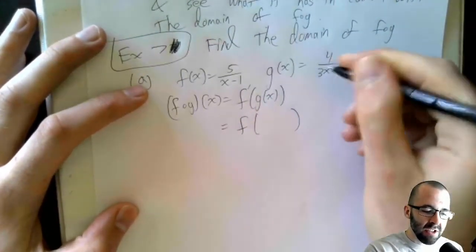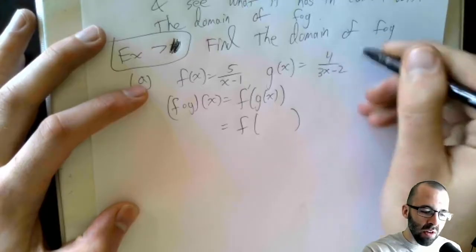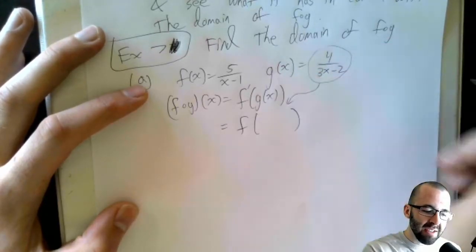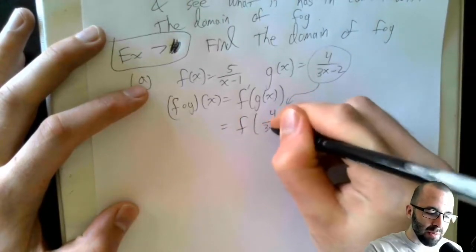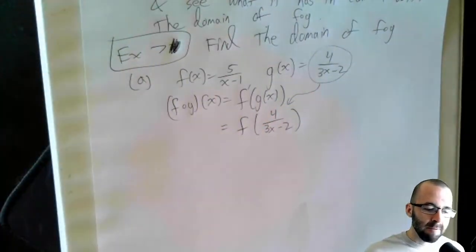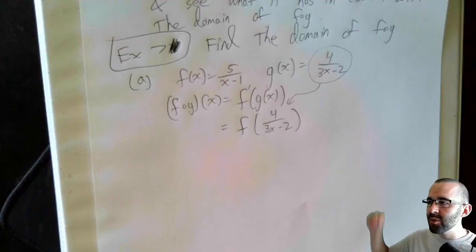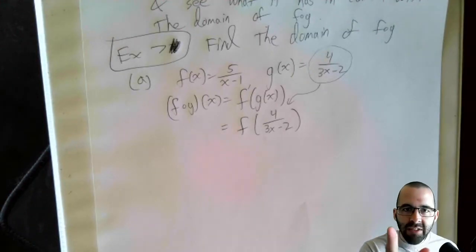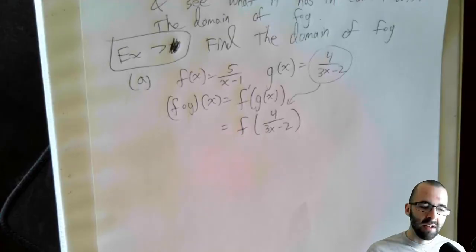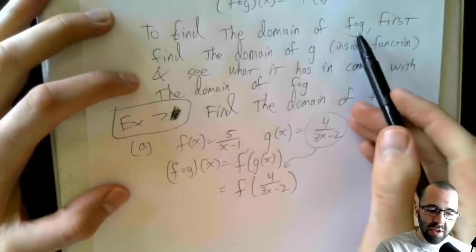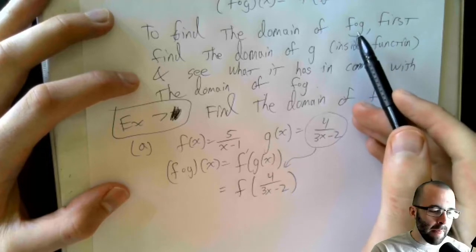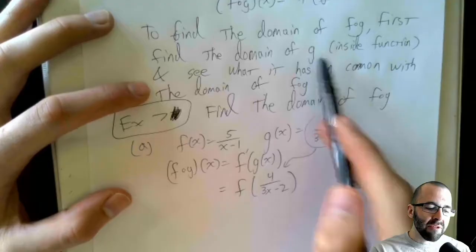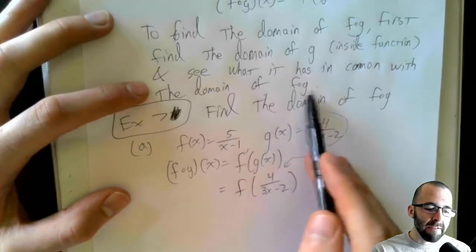Okay, so what's the inside function? The inside function is g of x. G of x is 4 divided by 3x minus 2. So we just plug that in. We replace the g of x with what it equals, 4 over 3x minus 2. And as soon as we're looking at the inside function, we need to ask ourselves, what's the domain of that inside function? Because remember, to find the domain of the function composition, we need to find the domain of the inside function and find what it has in common with the domain of the final function.